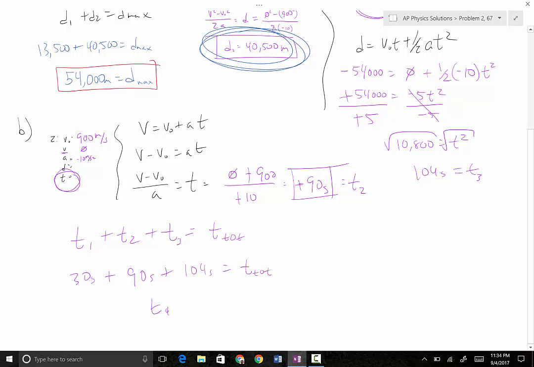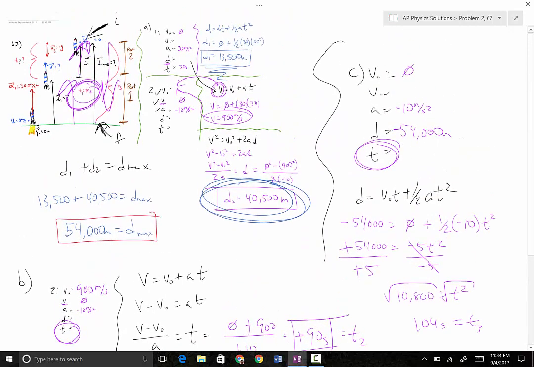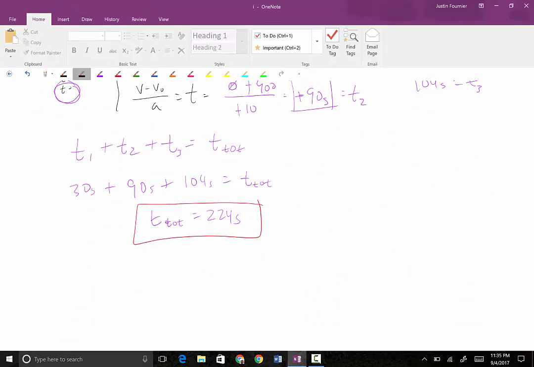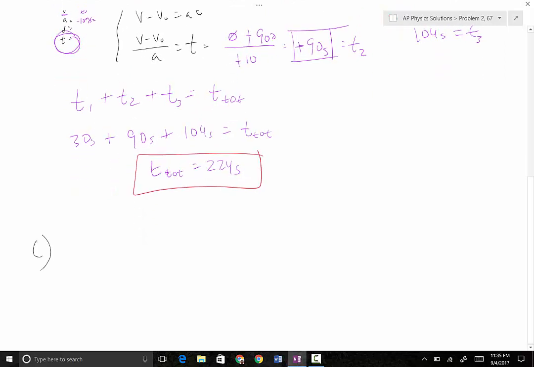So the total time is, add those up, 224 seconds. And that's part B. So lastly, in part C, a little more qualitative question. It asks, draw a velocity time graph for the rocket from liftoff until it hits the ground.